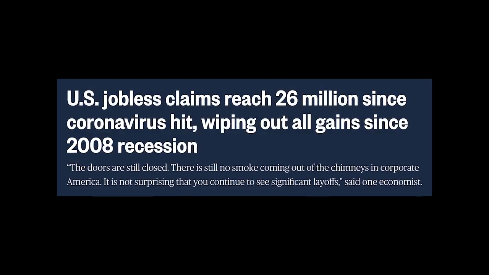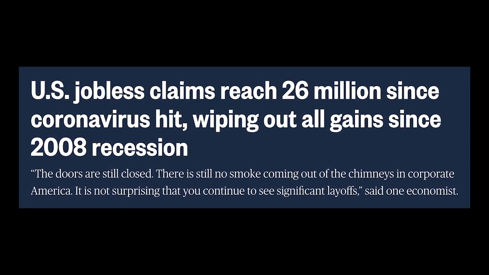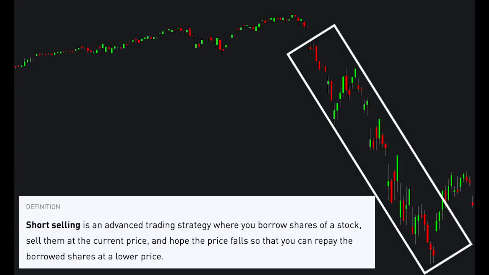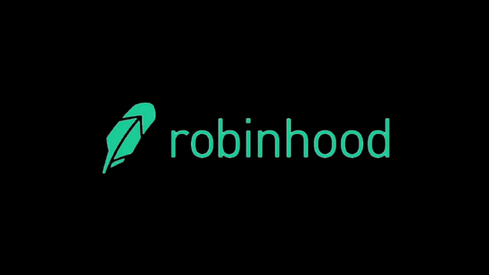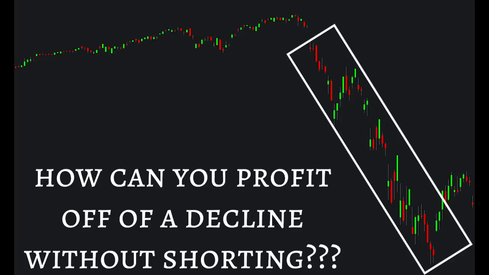If you're like me, sometimes you feel absolutely confident that the market or a particular stock will be going down over a certain period of time. One way to profit off a decline is by shorting the stock in question. Shorting is a great tool to know about and utilize, but not all trading platforms or trading accounts allow it. For example, at the time I'm making this video, users are unable to take short positions on the Robinhood trading platform. This brings up the question, how can you bet against a stock when shorting isn't an option?